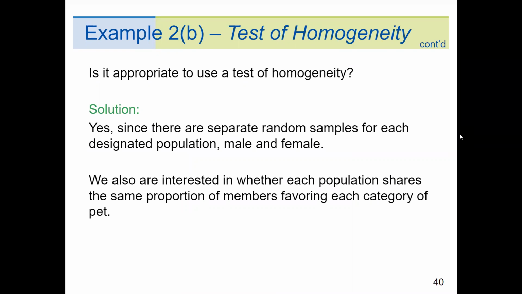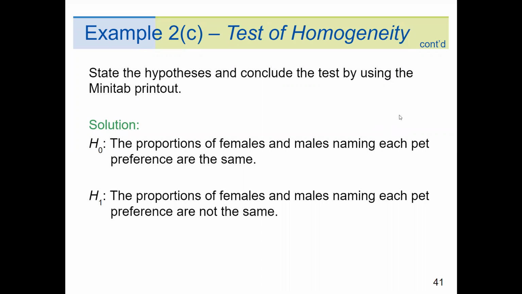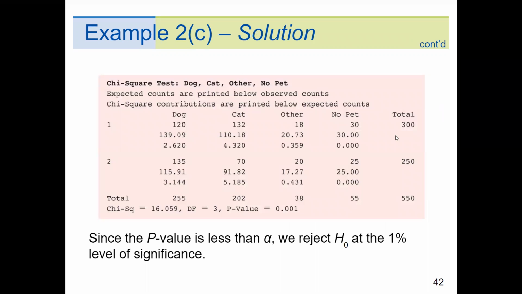Is it appropriate to use a test of homogeneity? Yes, since there are separate random samples for each designated population, male and female. We also are interested in whether each population shares the same proportion of members favoring each category of pet. State the hypotheses and conclude the test by using the Minitab printout. Your null hypothesis: the proportions of females and males naming each pet preference are the same. Alternate: the proportions of females and males naming each pet preference are not the same. So here's your printout. Since the p-value is less than alpha, we reject the null at 1% level of significance.